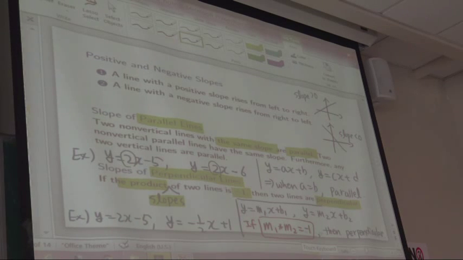So, for the parallel case, the slope of the two lines are the same. In the perpendicular case, when you do the product of the two slopes, we get negative 1. That's the perpendicular.